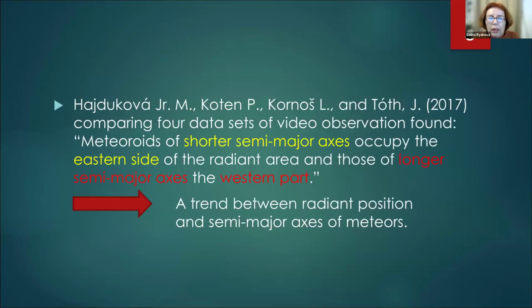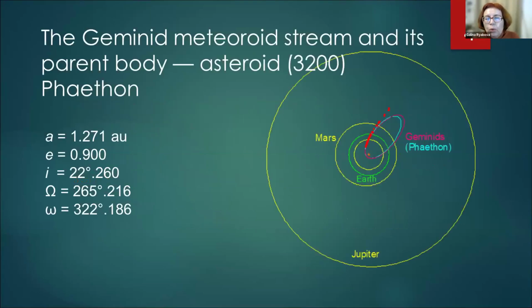And the second is the paper by Haidukova with colleagues, where they compared a data set and found a trend between radiant position and semi-major axis of meteors. And this is a topic I am going to talk about at the end. Just to remind you, the Geminid meteoroid stream has a very eccentric orbit, and it is situated far inside Jupiter, just about that.